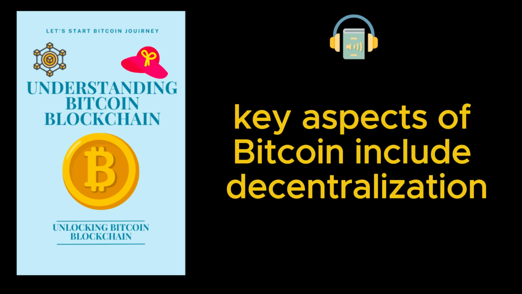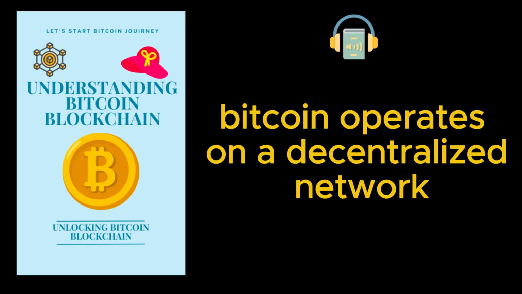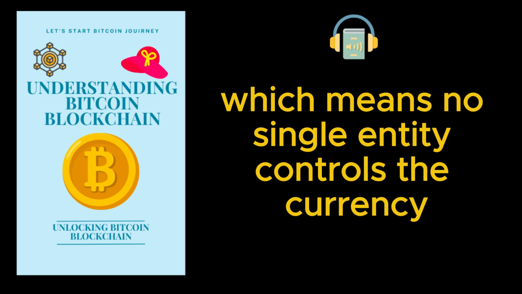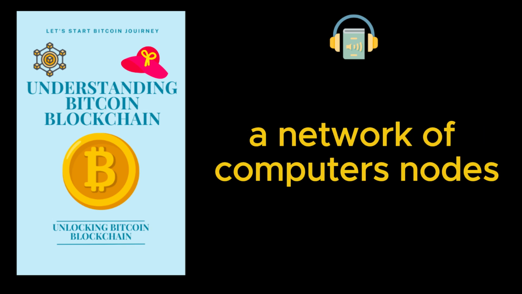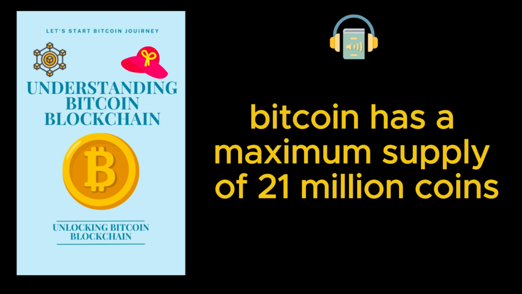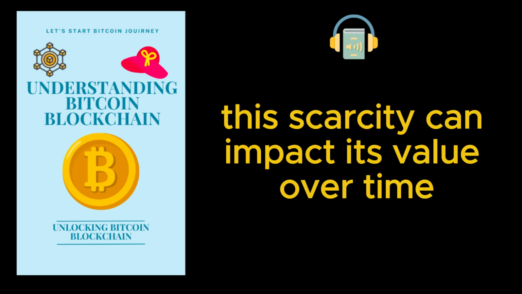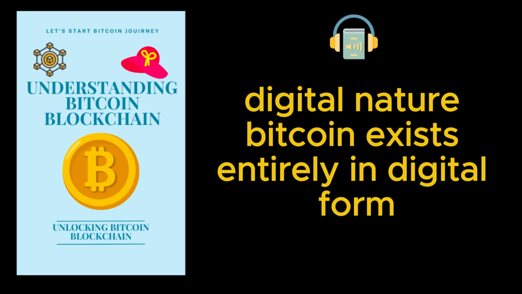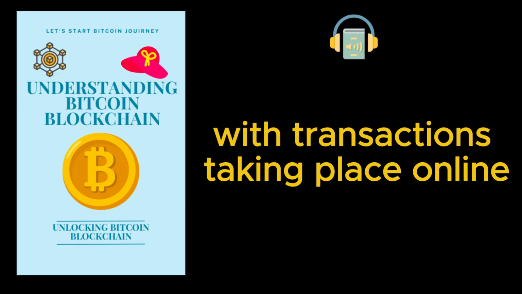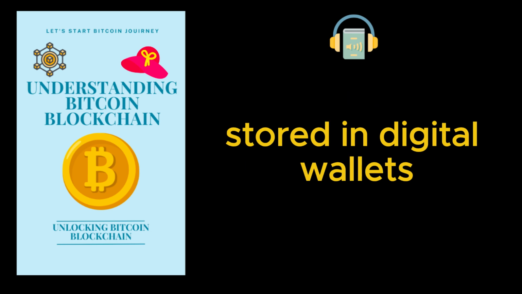Key aspects of Bitcoin include: decentralization. Bitcoin operates on a decentralized network, which means no single entity controls the currency or the blockchain. Instead, a network of computers, nodes, work together to validate and confirm transactions. Finite supply. Bitcoin has a maximum supply of 21 million coins, making it a deflationary currency. This scarcity can impact its value over time. Digital nature. Bitcoin exists entirely in digital form, with transactions taking place online. Ownership is represented by cryptographic keys stored in digital wallets.